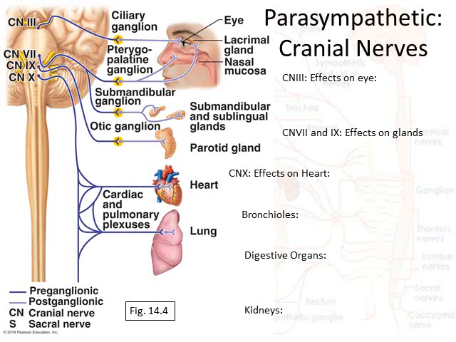Okay, and then this is for you guys to do and to recap what we just talked about. So knowing the effects of the parasympathetic nerves on the eye, effects of these parasympathetic nerves on glands, effects on the heart, bronchioles, digestive organs, and kidneys. You guys can recap this on your own. This is what you'll be expected to know.